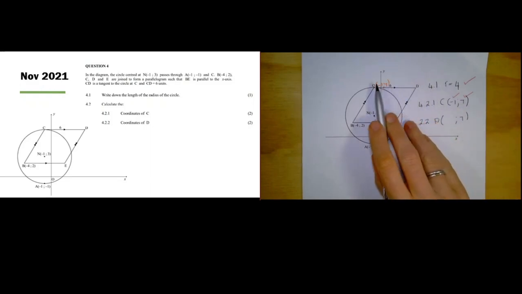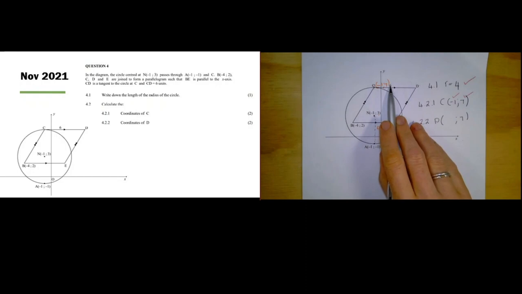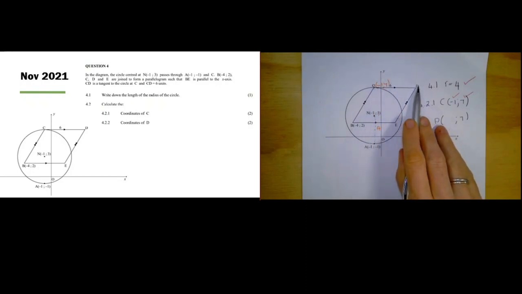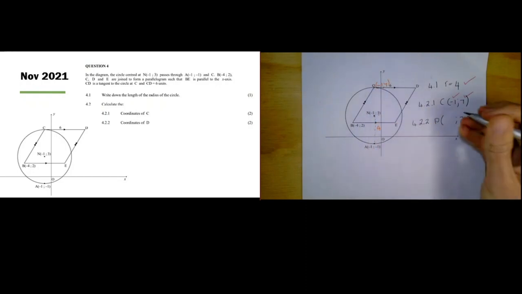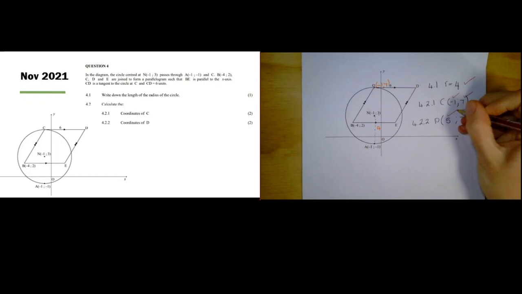They told me that CD is 6 units long. So my x's must move on 6. Negative 1 plus 6 is 5. So D is the coordinate 5, 7. 1 mark for 5 and 1 mark for 7. As simple as that.